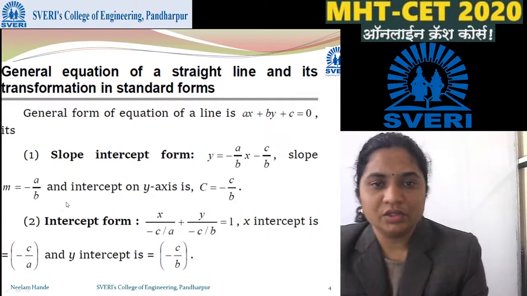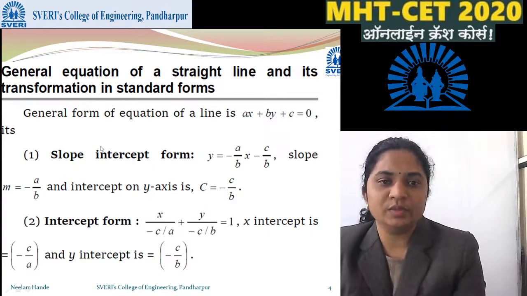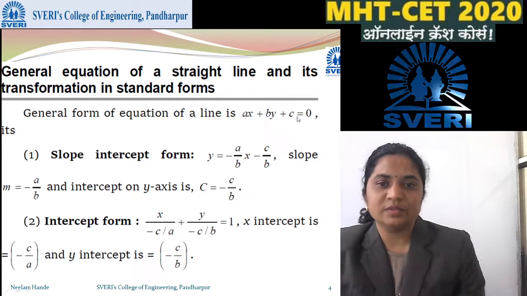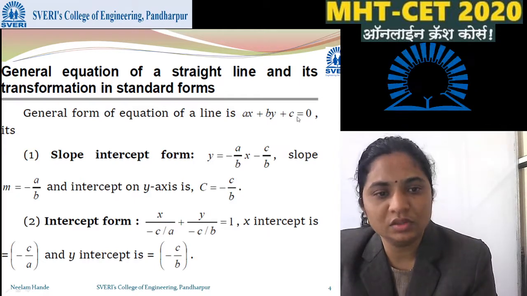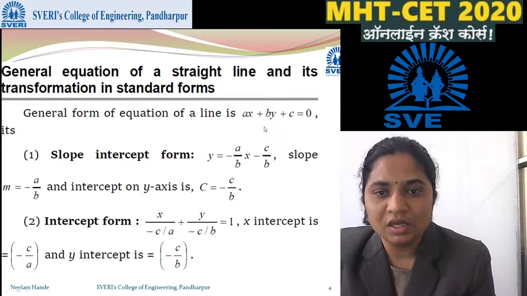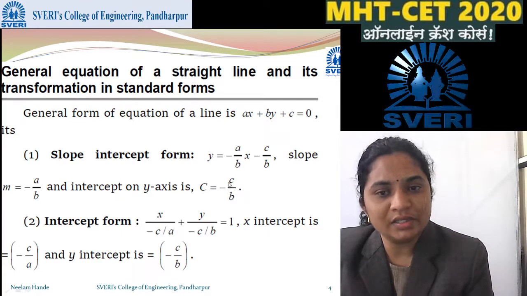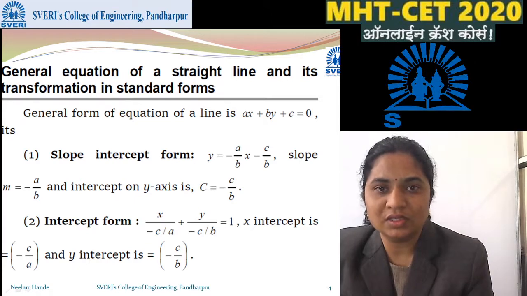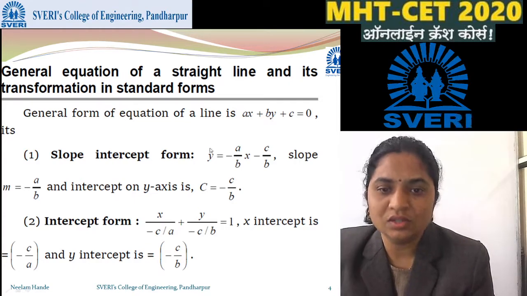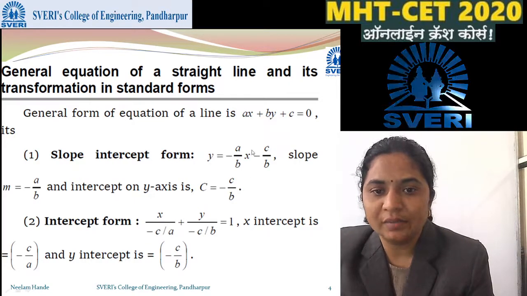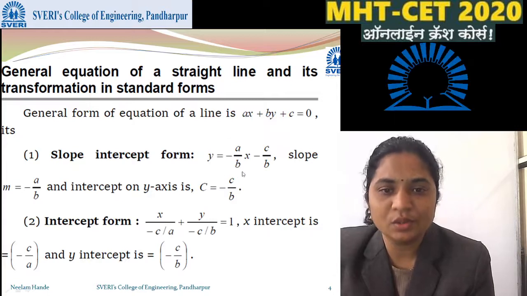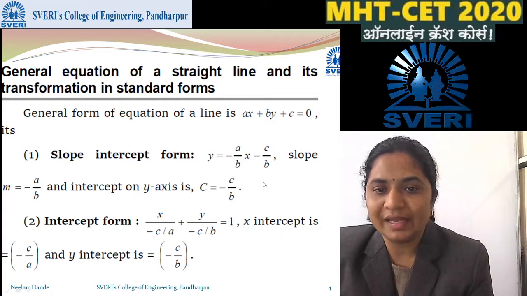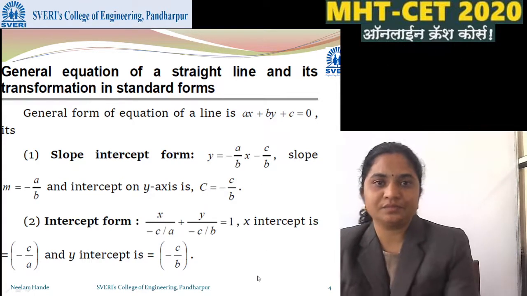Next, general equation of a straight line and its transformation into standard forms. The general equation of the line is ax plus by plus c equal to 0. Its slope intercept form: we try to write y equals mx plus c type, so all other things on one side and y on the other side only. So y is minus a by b x minus c by b, where the slope is minus a by b and the intercept on the y-axis is minus c by b.